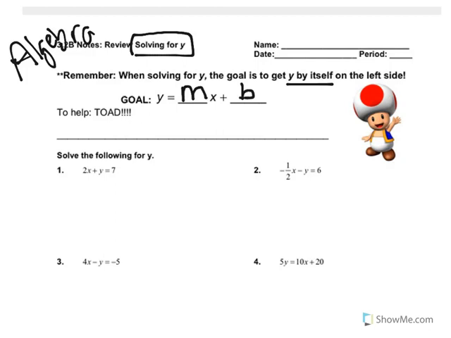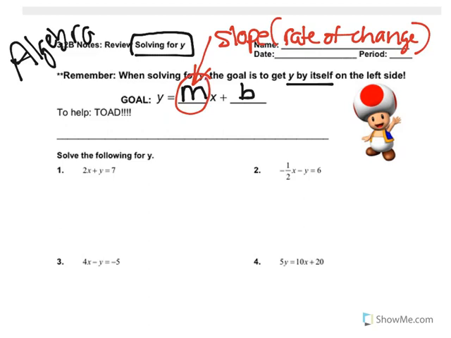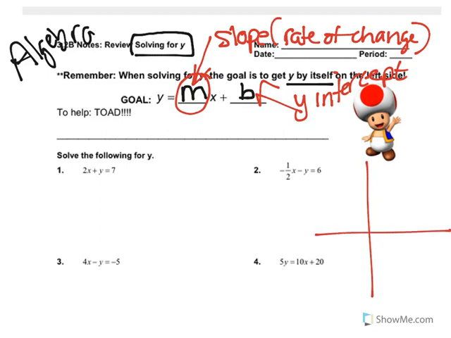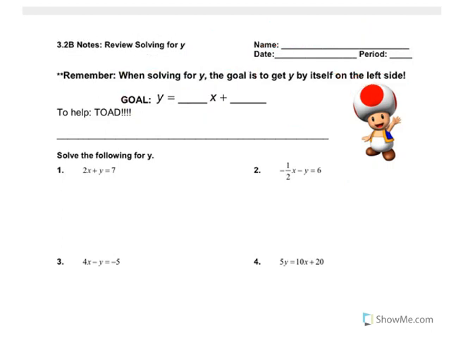Now the reason that is important is because when you have an equation in this format, whatever the m is, that is the slope, or what we call the rate of change. So you can recognize the rate of change, and you can also recognize the y-intercept. And the y-intercept is where x equals 0. It's the place on the graph where the line crosses the y-axis. So if you have the equation in this format, those are two things that you can answer very easily because you have them showing up right there in your equation.